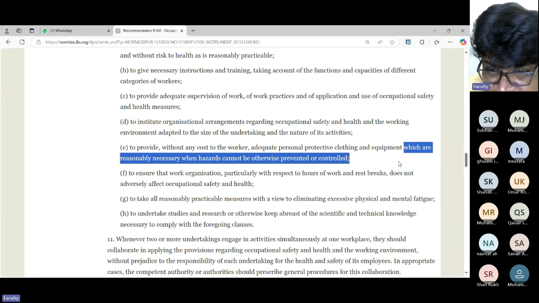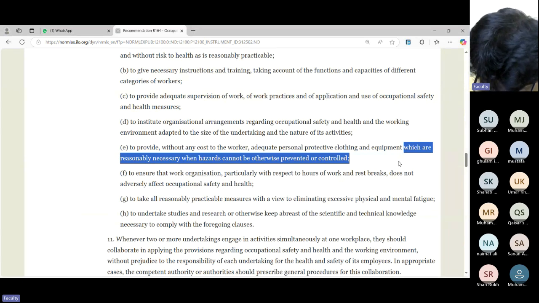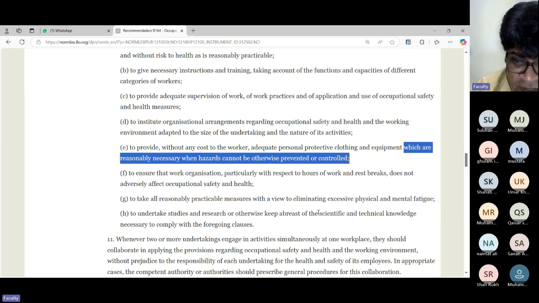When hazards cannot be otherwise prevented or controlled. So when you think that hazards are present, it has to be reasonably provided to each and every worker who is working there. So what I'm telling is that when you study these conventions or recommendations, each line will give you a lot of meaning, and companies should take it in that context, and they have to provide everything as provided in this particular thing. So this is the meaning of this particular sentence.